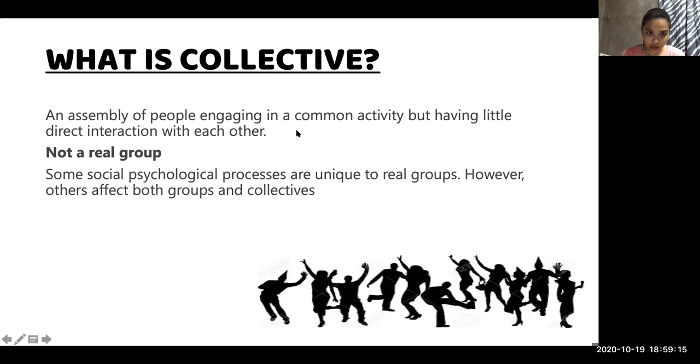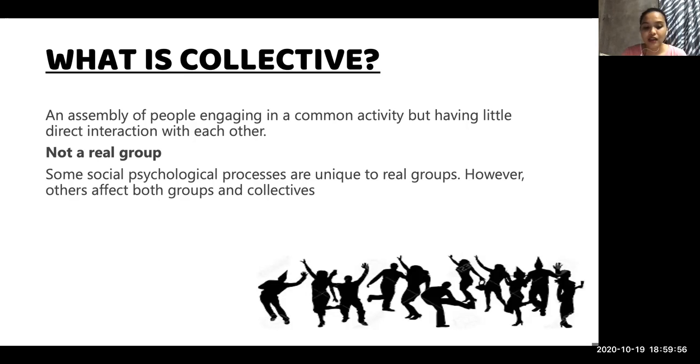So, next is, what is a collective? A collective is an assembly of people engaging in a common activity but having little direct interaction with each other, not a real group. Some social psychological processes are unique to real groups. However, others affect both groups and collectives. So in short, it is unified behavior of collectivities that is neither expected nor accepted. Yet, this should not mean that collective behavior totally lacks organization and is random in its formation and direction.